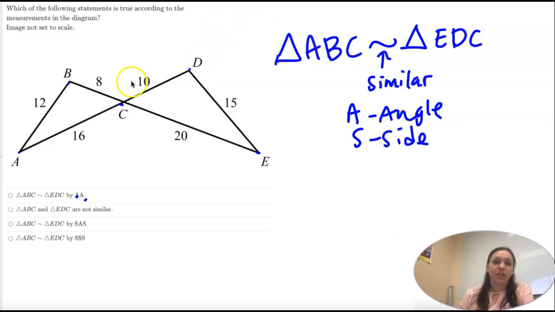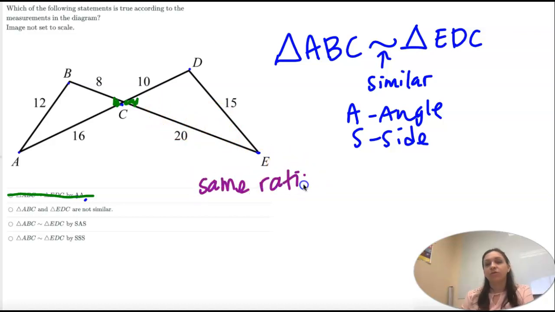So for this particular triangle, we know nothing about the angles. Well, technically we know that those are the same because they're vertical, but we don't know any other measures about the angles. So it does not have to do with angles. It's not that one. They might be similar. So in order to be similar, the sides have to have the same ratio from triangle to triangle.